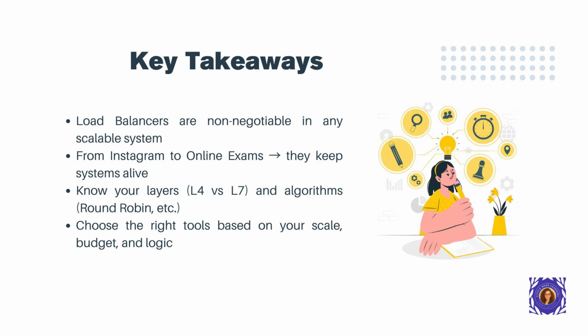Understand your layers. Differentiate clearly between Layer 4 and Layer 7 load balancing, as this choice impacts performance and routing intelligence. Know your algorithms. Familiarize yourself with common algorithms like round-robin, least connections, and IP hash, and understand their appropriate use cases. Choose the right tools. Be aware of the major load balancing tools and services, and select the best fit based on your specific scale, budget, and application logic. Mastering these principles is a vital step toward building the high-performance, fault-tolerant digital systems that power our modern world.